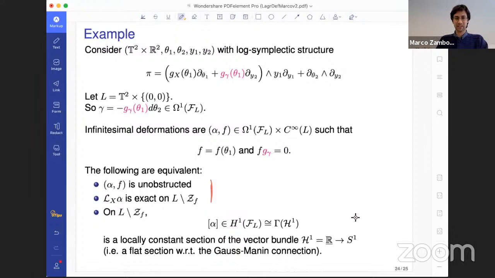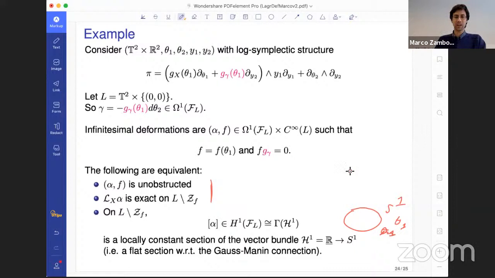Saying that the lead derivative is exact means that the class of alpha itself is constant in some sense. And I will try to make this precise. So here I take S1. Remember that the Lagrangian, in this case, fibers over S1, indeed. The Lagrangian is the torus, and S1, I should write it here. So S1 is the theta 1 part of the circle. It's the theta 1 circle.